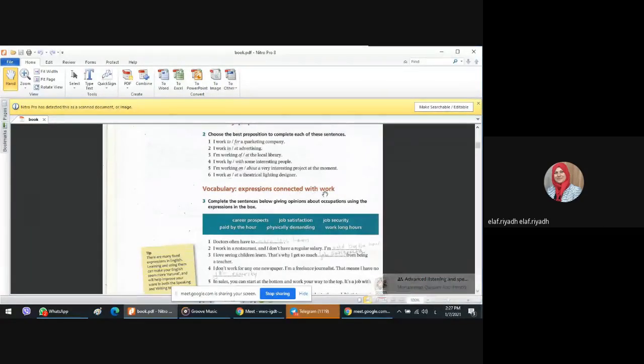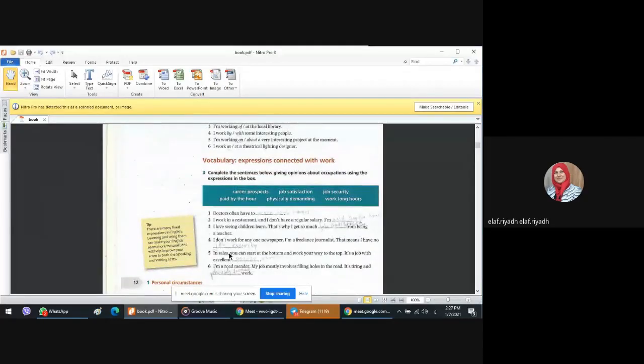Okay, here we have the next vocabulary. Expressions connected with work. Here we have expressions like job satisfaction, job security, paid by the hour, physically demanding, work long hours. We have 6 sentences. You should choose from the box the suitable word in order to put it in the blanks. Okay.